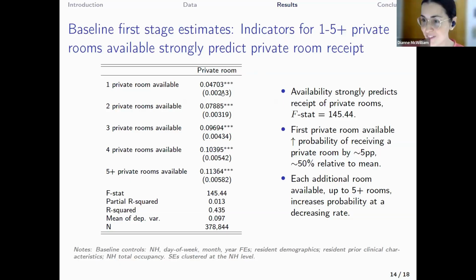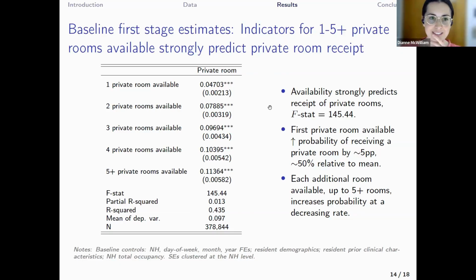How would we interpret, say, the first estimate? Well, the first private room that's available increases your probability of getting a private room by about 5 percentage points, which relative to about 10% of people on average getting private rooms, that's about a 50% relative size. And each additional room available increases your likelihood, but at a decreasing rate. Okay, so hopefully I've convinced you that the instrument's valid and it's a strong first stage.